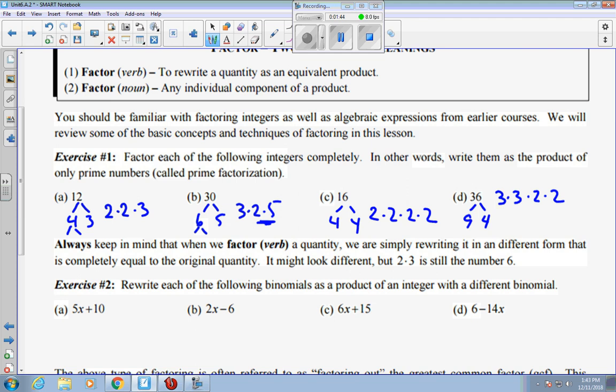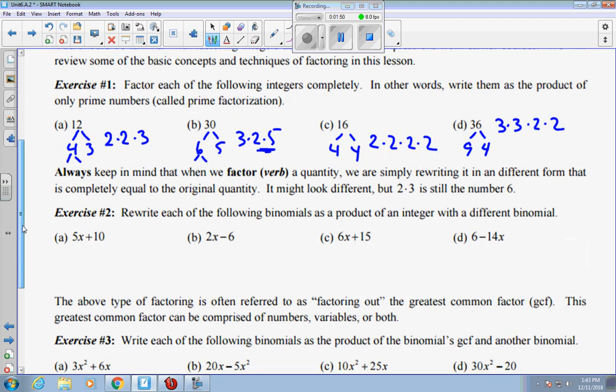You do not have to go through that process every single time that you want to try to factor. So when I look at exercise 2, I have 5x plus 10. I want to factor so I can solve, or just represent it as an expression. I don't have to list the factors of 5 or the factors of 10. You should be able to look at this binomial and say, yes, I can take a 5 out of each term. So then I am left with an x plus 2.